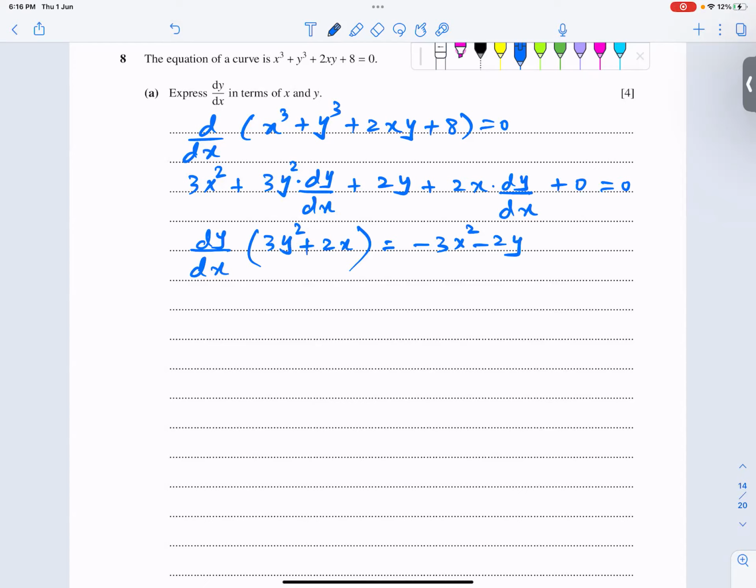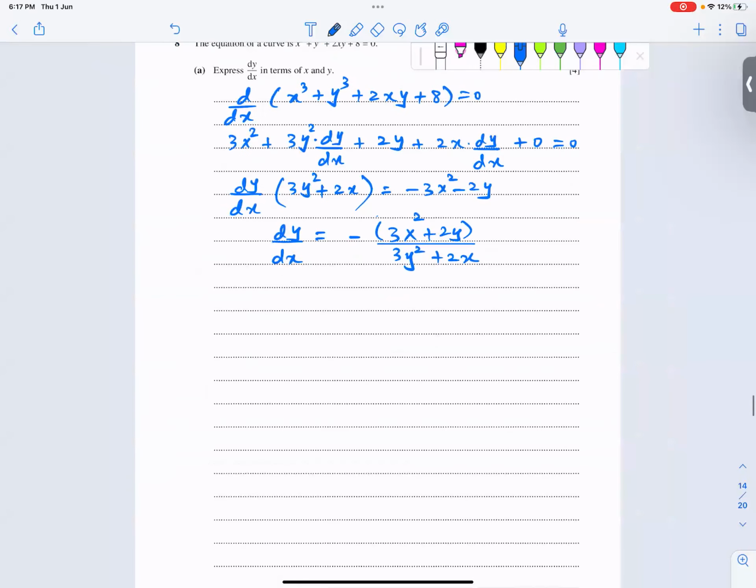Now divide by 3y² + 2x on the right side to get dy/dx = −(3x² + 2y)/(3y² + 2x), taking the minus common. This is the simplest form of dy/dx.